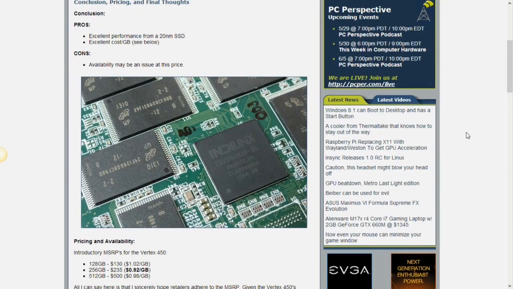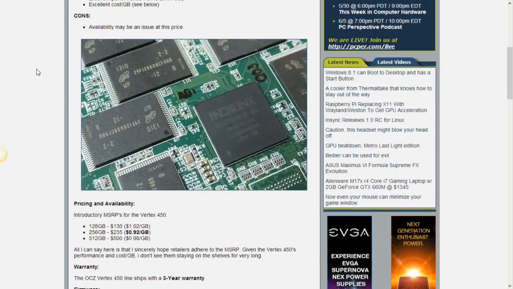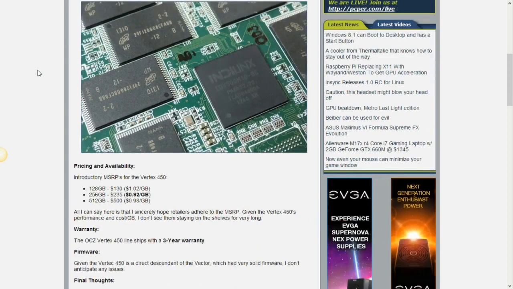So you have a similar kind of drive, except now it's named a Vertex 450. And hopefully, if the pricing holds, it will also be one of the lowest cost per gig. So OCZ, let's go to the page here. Pros, excellent performance. Pros, excellent cost per GB. Cons, availability may be an issue.